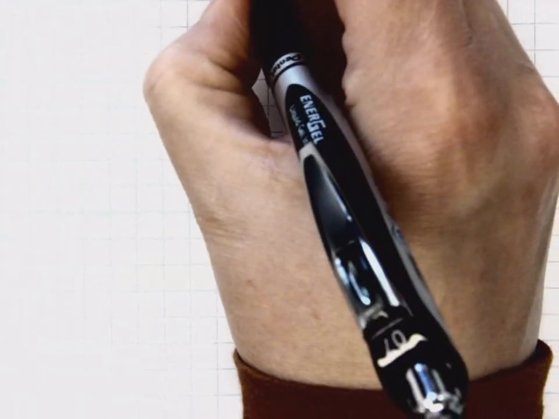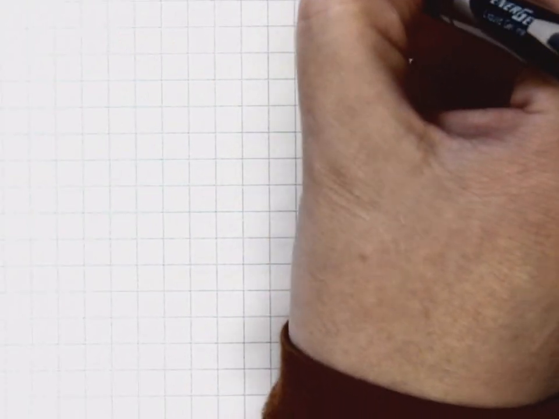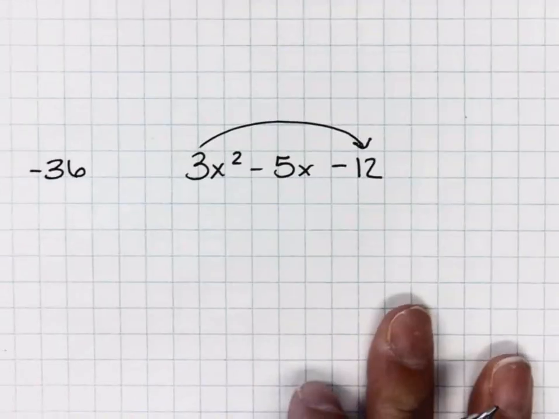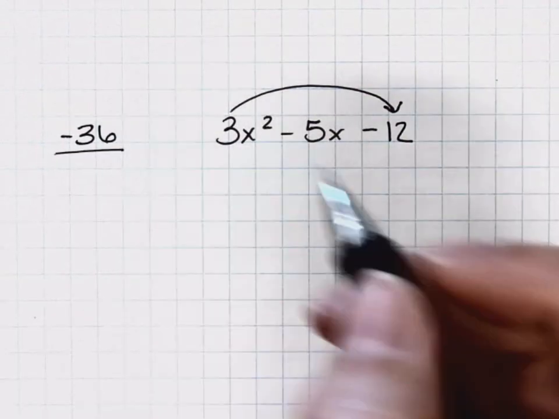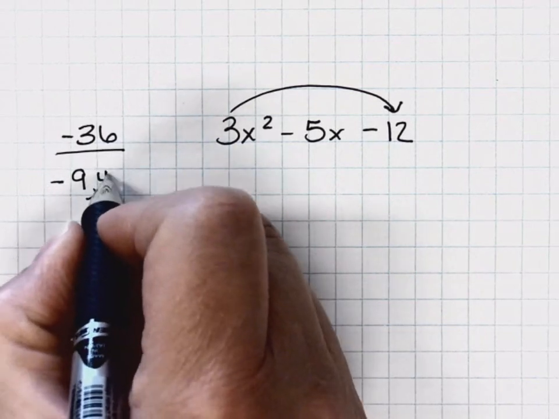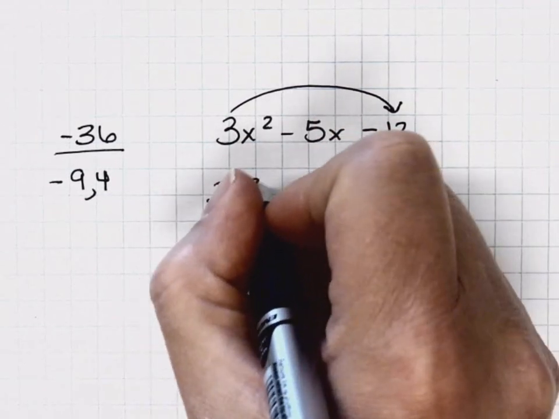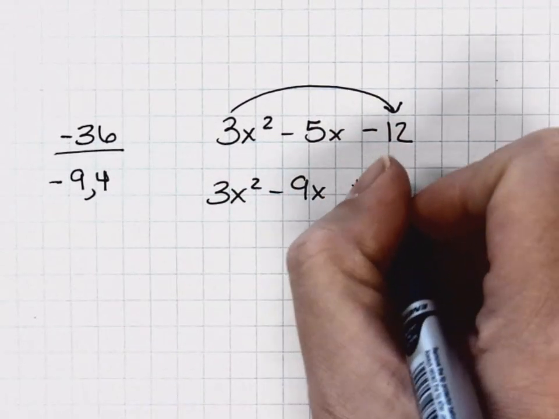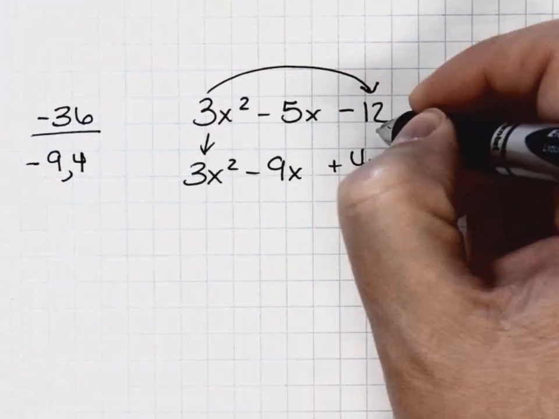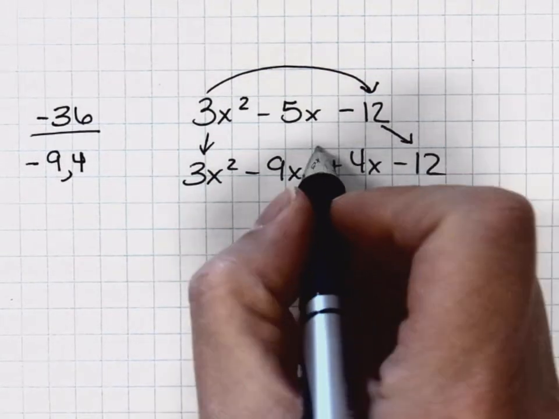So 12 times 3. 9 and 4? Oops, sorry. I'm writing it in. So it's going to be minus 9, positive 4, right? Because we want it to be a negative 5. And again, this is back to your grade 10 stuff. Hugely important, but if you don't practice it, it's easy not to do it.